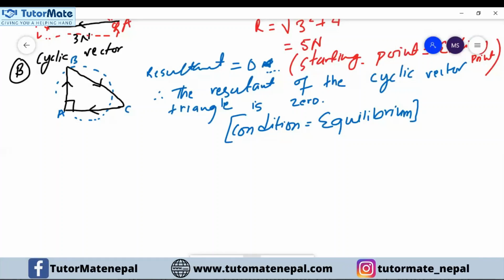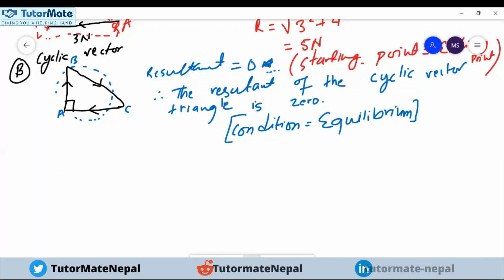The condition of equilibrium, we are saying it again. This is also the condition of equilibrium. The resultant of the cyclic vector triangle is 0.